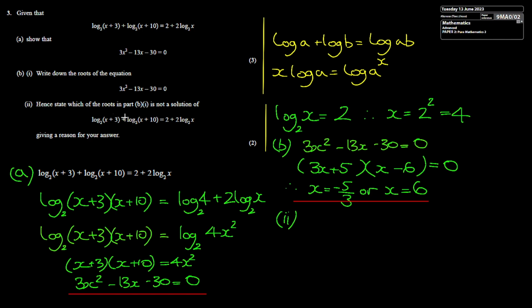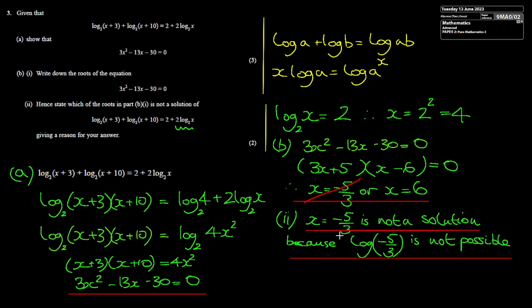In the second part of B, we've been asked to state which of the two roots we've got here is not a possible solution to our equation, and we have to give a reason for our answer. Well, if you look at the original expression, at one point here, we've been asked the log of x. Now, you cannot take logs of a negative number, which would mean that this solution would have to be rejected. So writing that down, that will be the answer for the second part of part B.